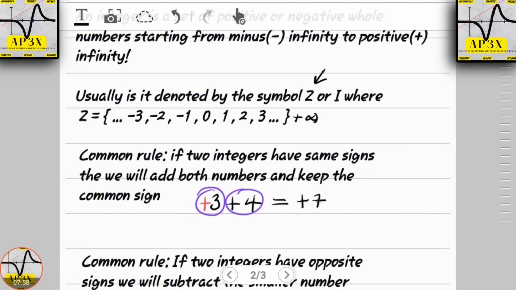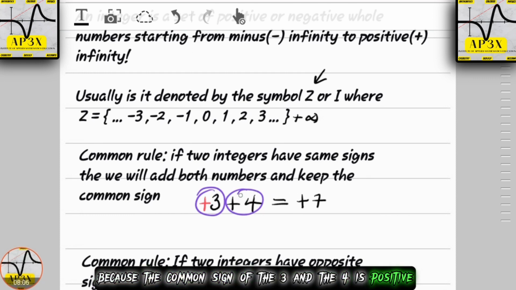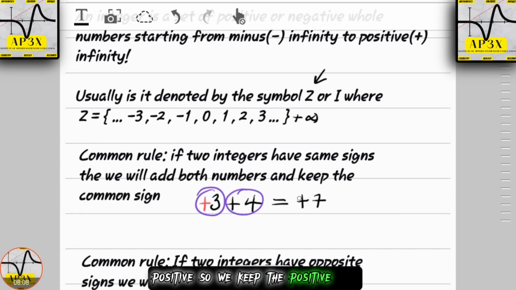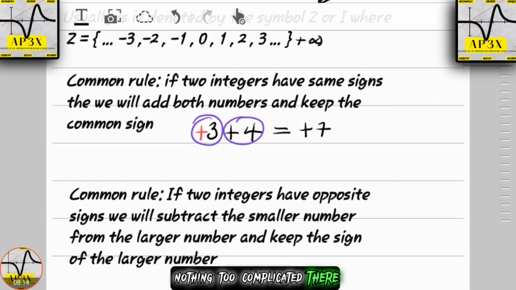Hence we keep the common sign, because the common sign of the 3 and the 4 is positive, so we keep the positive sign and we add the 3 and the 4. Very simple, nothing too complicated there.